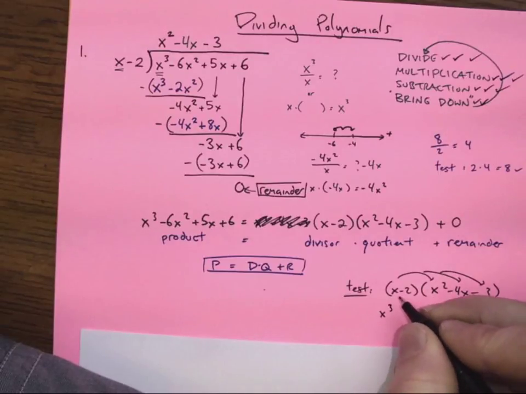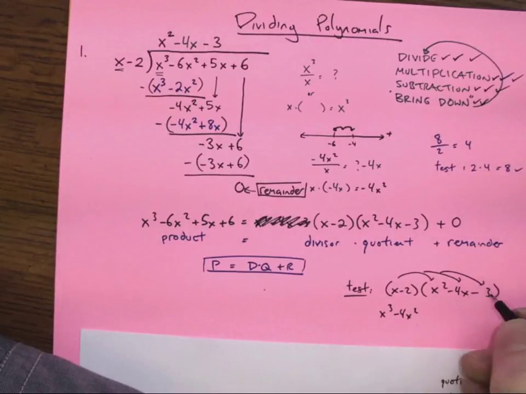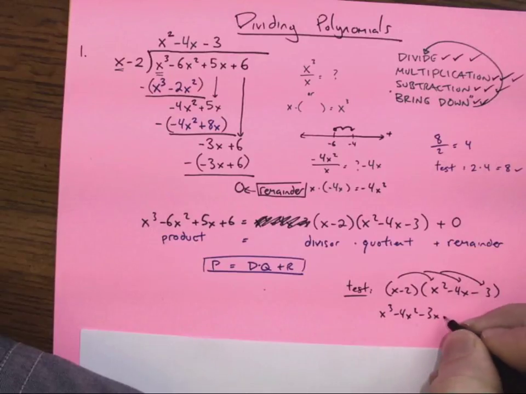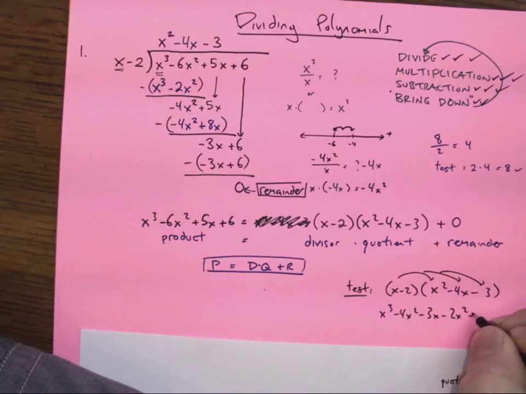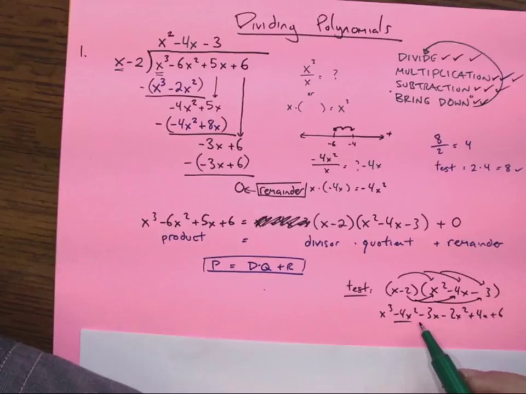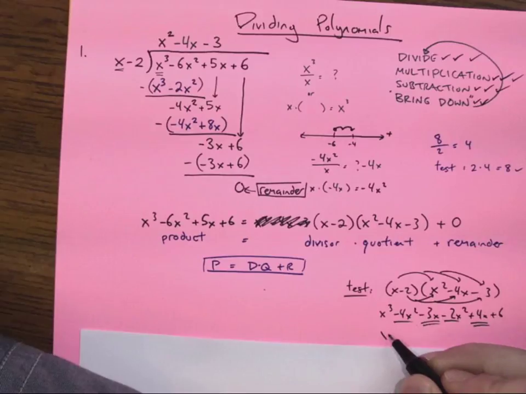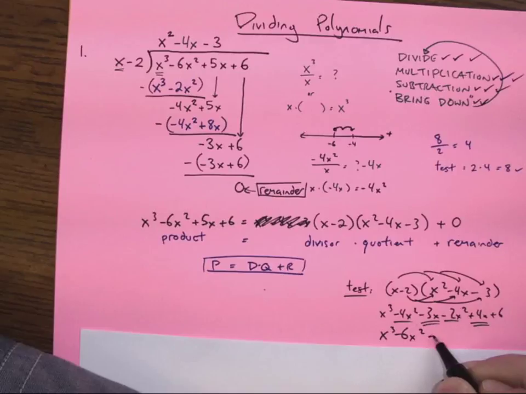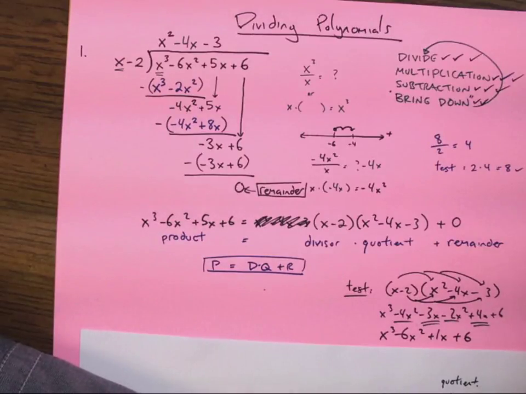So it's going to give us x cubed minus 4x squared minus 3x minus 2x squared plus 4x plus 6, and then we have some like terms here and here. So that gives us an overall expression of x cubed minus 6x squared plus 1x plus 6. Uh-oh, that's not good. So I suppose we must have made a mistake somewhere. Oh, man.